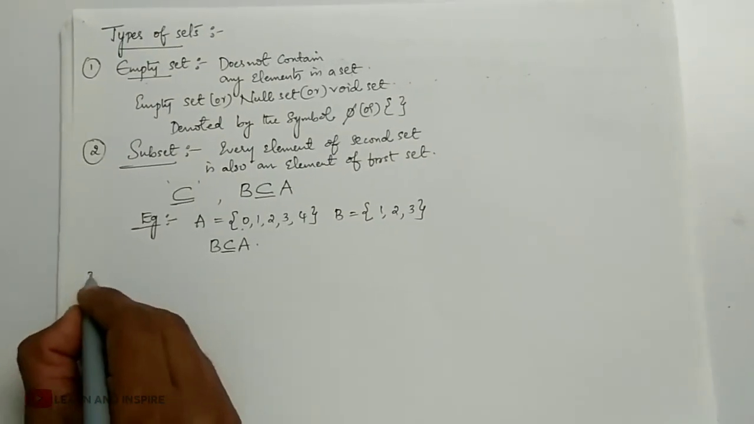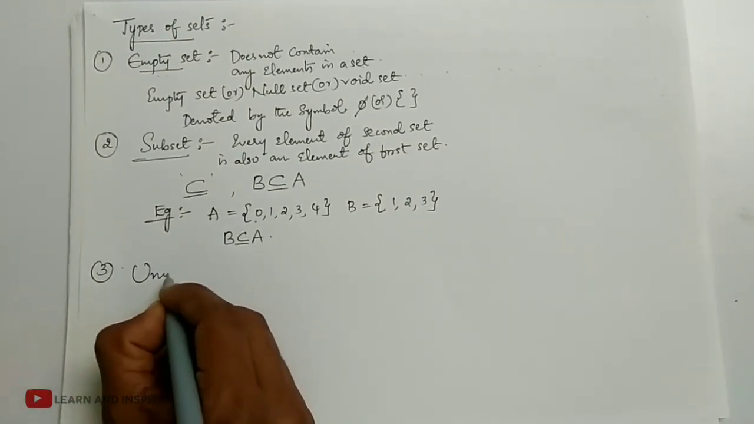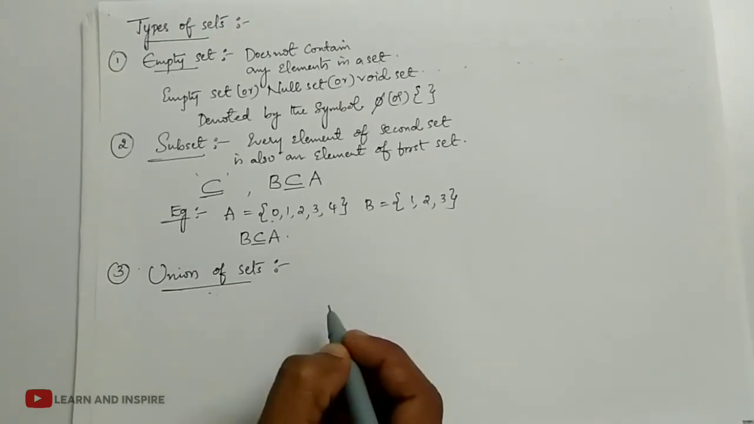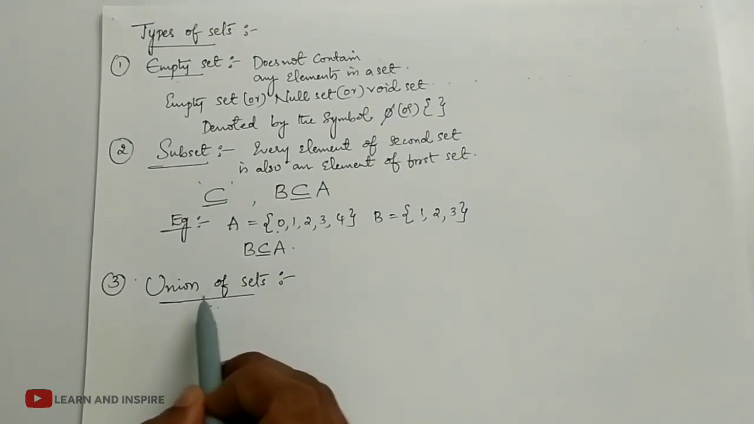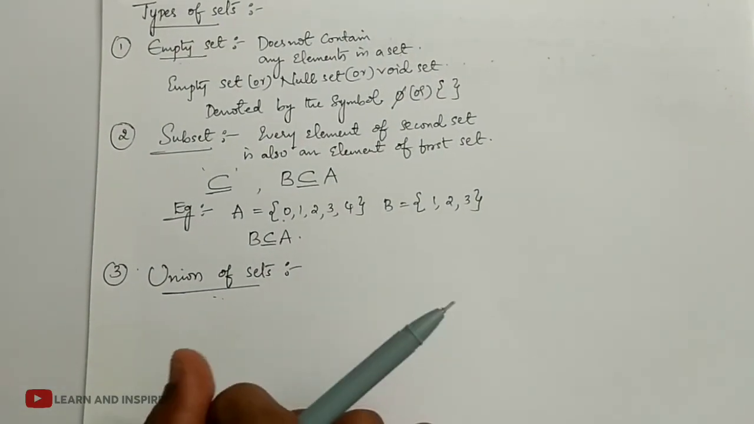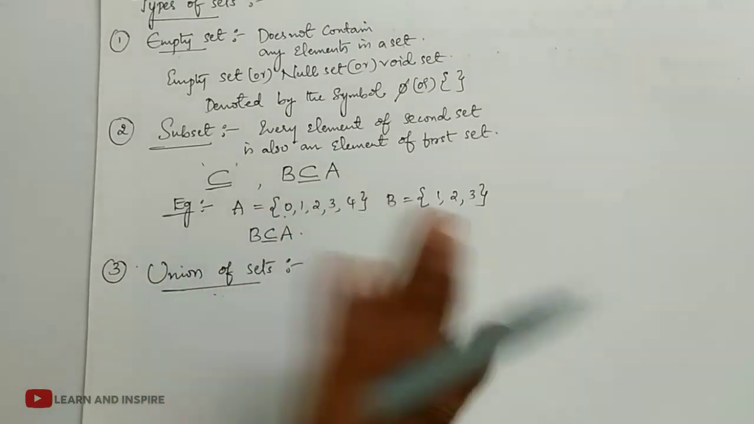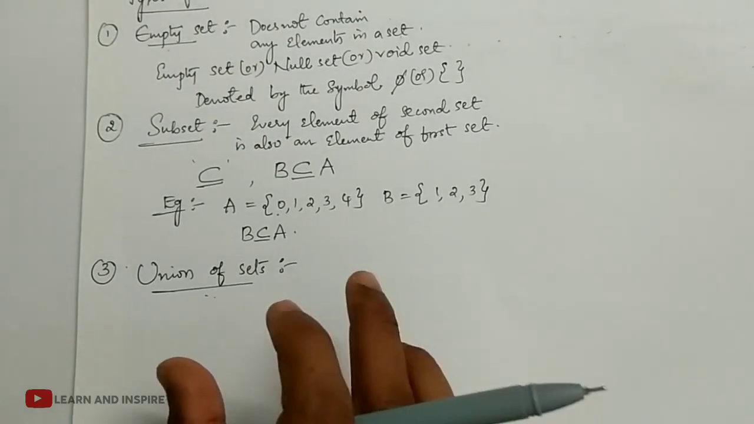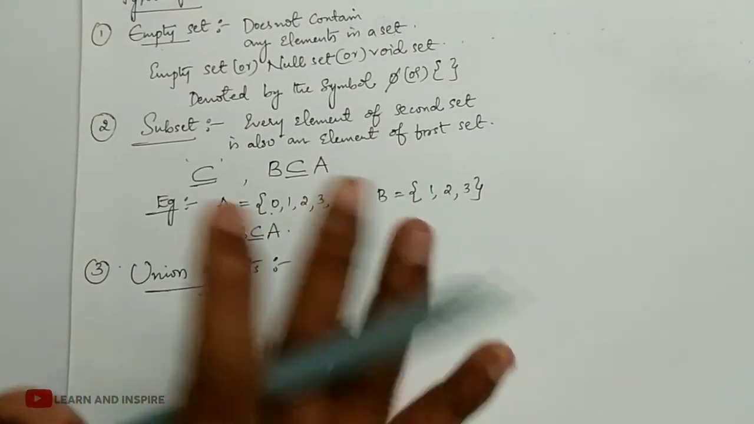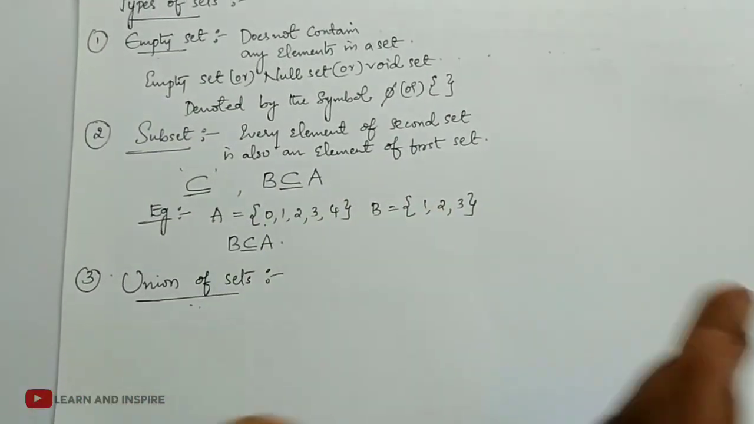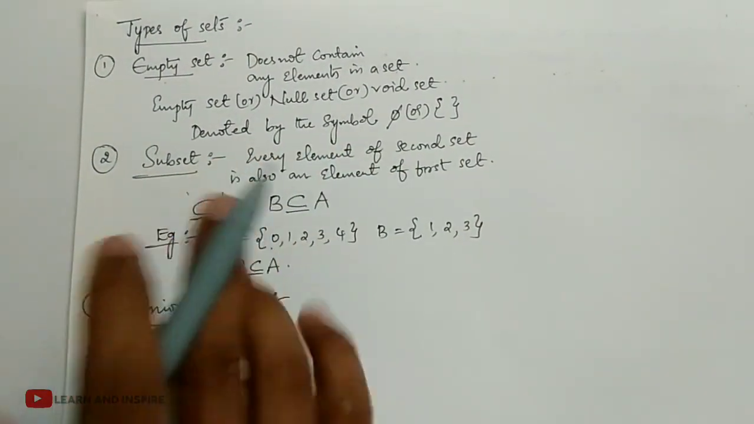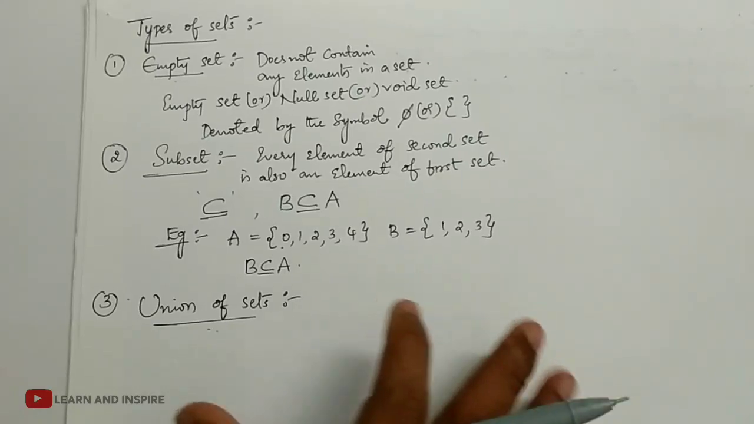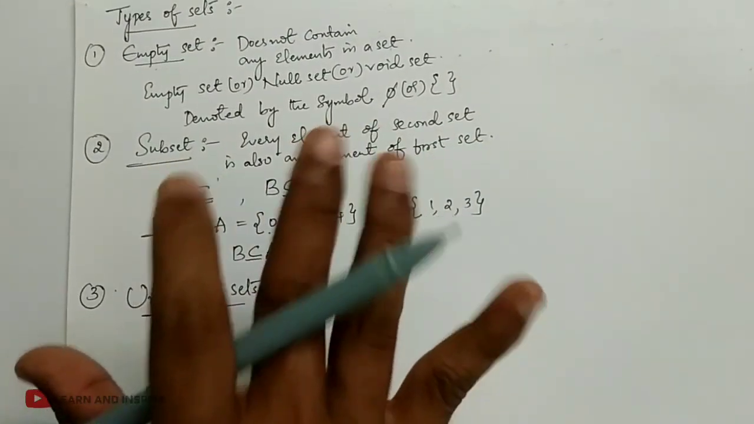And the third type of set is a very important one, union of sets. This is the third one. Next one is union of sets. So union of sets is nothing but the set which consists of all the elements of set A and B. So A and B are two sets. In that, the elements which consist of A and B, or we can say combining all the elements in set A and set B without repeating. Okay, combining all the elements in set A and set B without repeating.